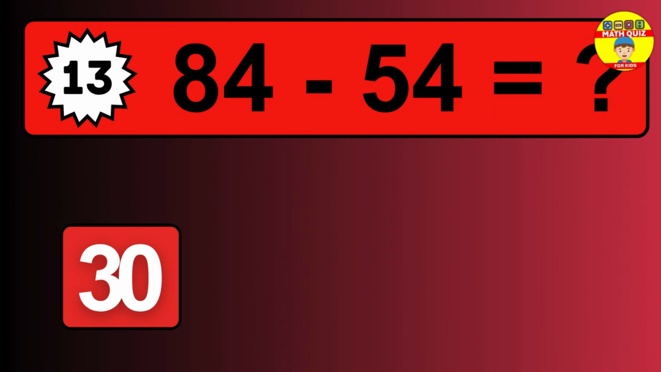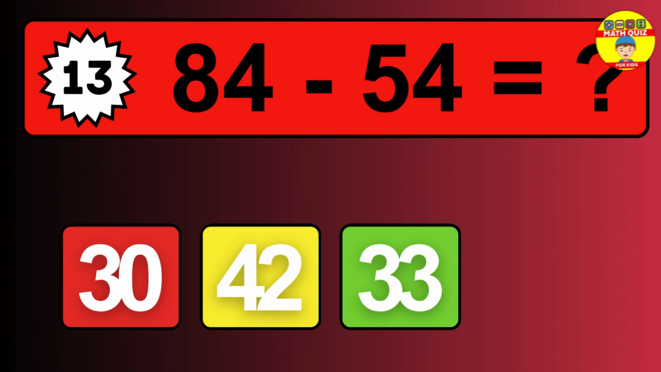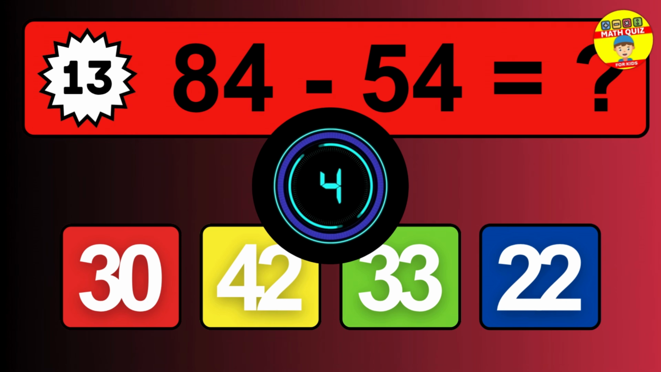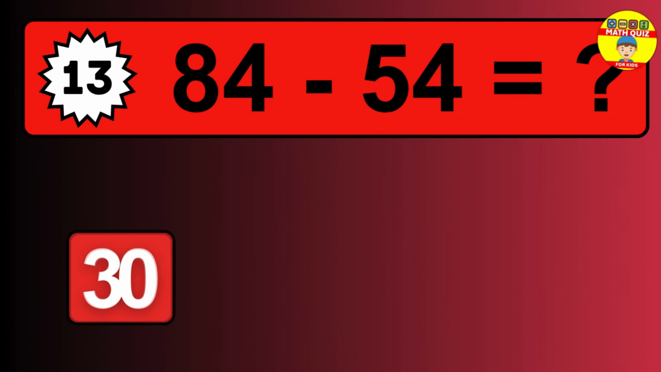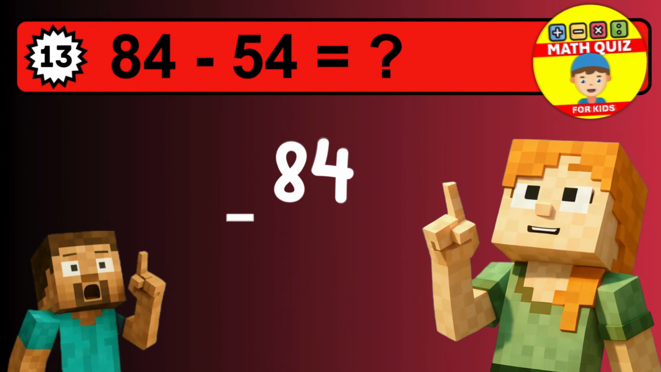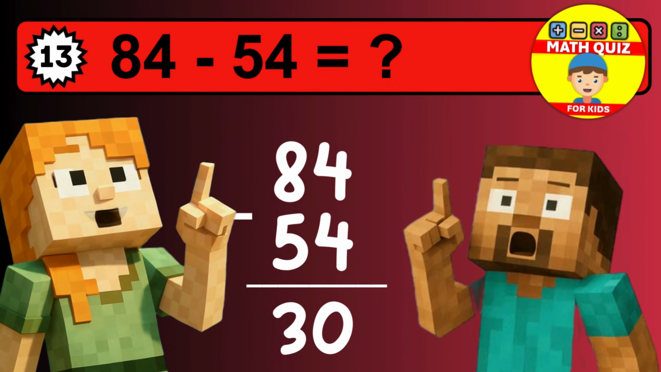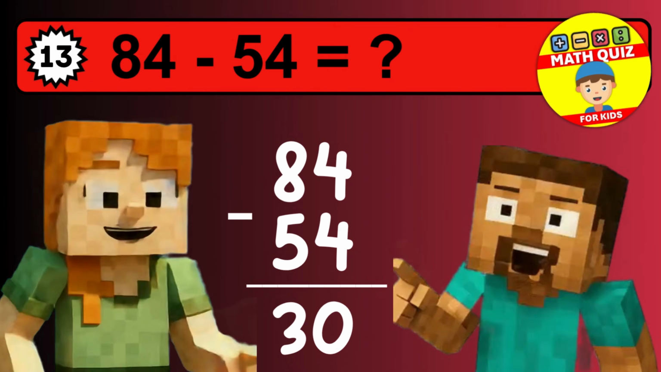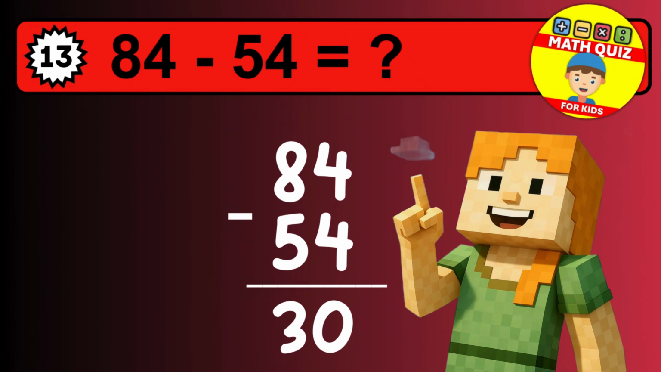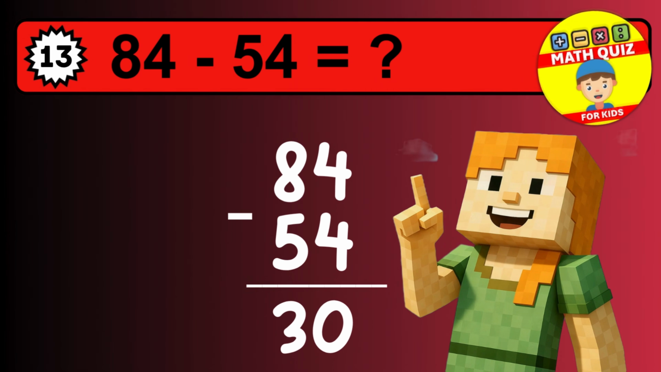What is 84 minus 54? Time to think. Let's solve this step by step. We start with the units. 4 minus 4 is 0. Then we go to the tens. 8 minus 5 is 3. The final answer is 30.